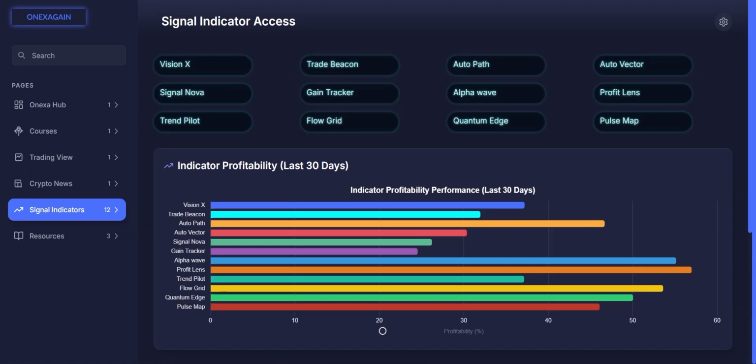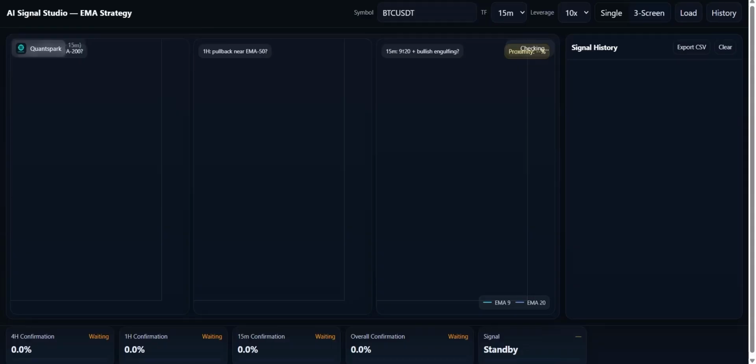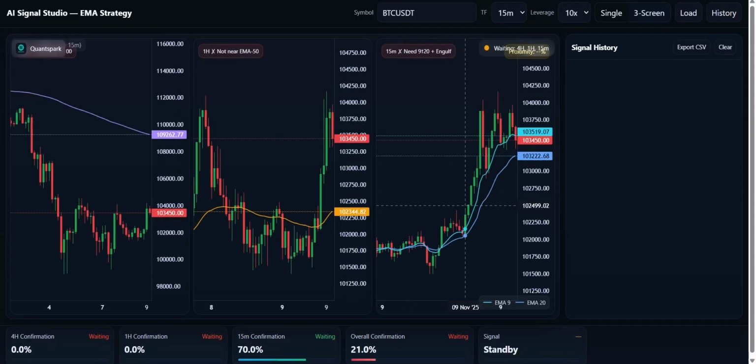Let's start with Trade Beacon. Think of Trade Beacon as your main decision assistant. It doesn't just throw random buy or sell calls at you. It waits until multiple time frames line up together and only then gives you a clear, high-quality signal.